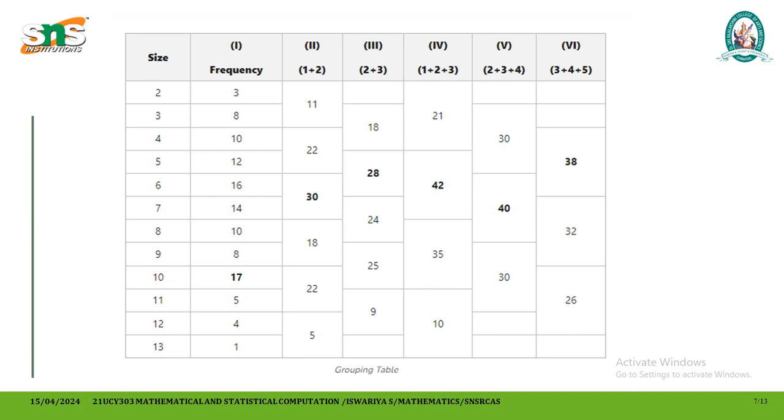Out of all these groupings, we have to find the highest number in each frequency. For the first frequency, the highest number is 70, and for the second, the highest number is 30. For the remaining columns also, we find the highest number and mark it in darker print. After the grouping table, we have to create the analysis table.